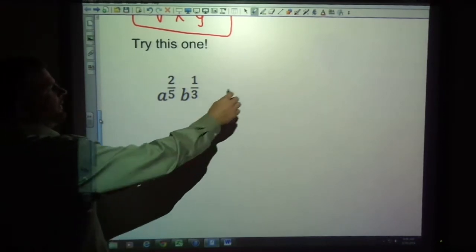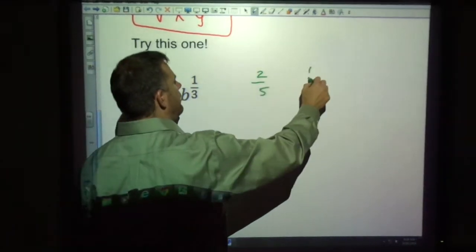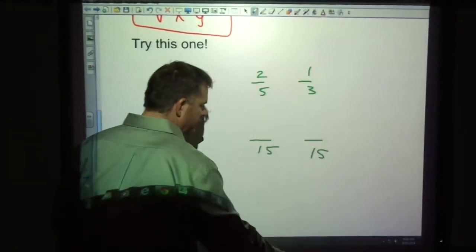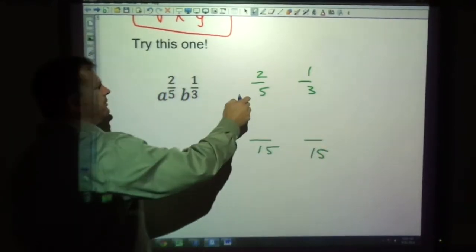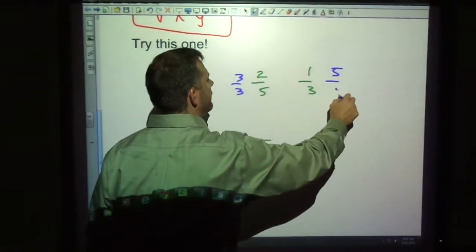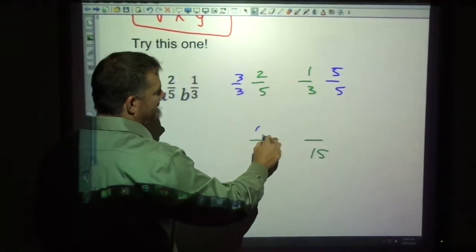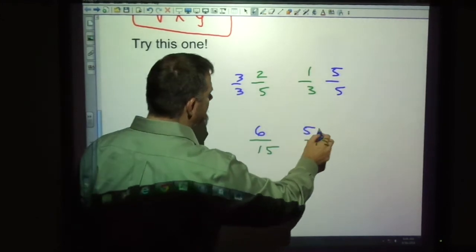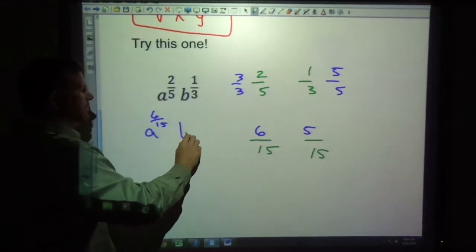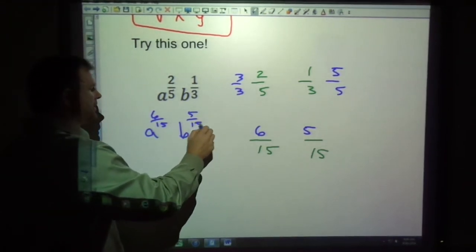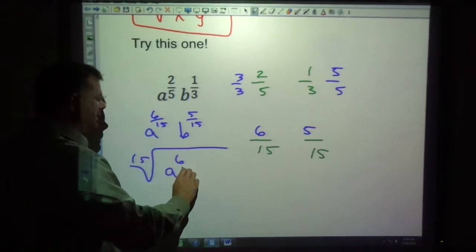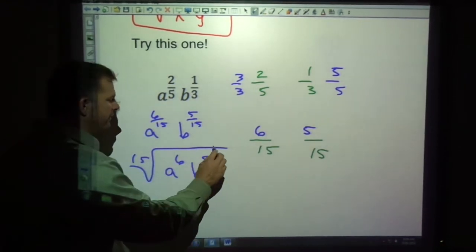We've got 2/5 and we've got 1/3. A great common denominator there would be 15s. So I can change this to a times 3 over 3 and this times 5 over 5. So that is 6/15 and 5/15. So this is a to the 6/15, b to the 5/15. So I have the 15th root of a to the 6th, b to the 5.